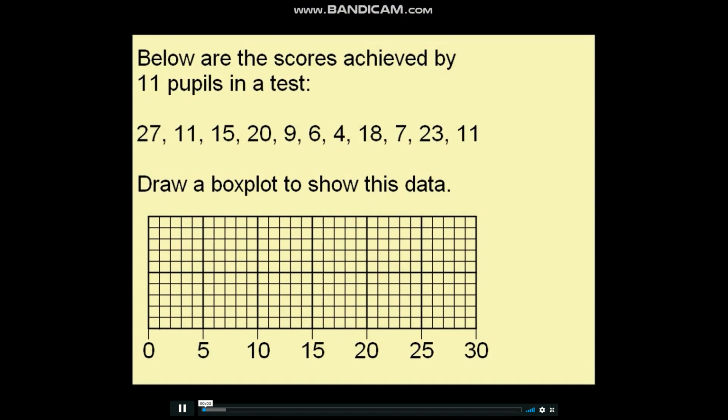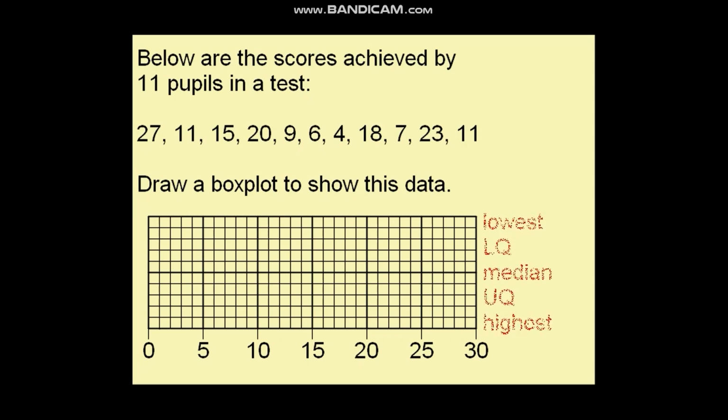In this clip, we're going to be looking at how to draw and interpret box plots. To draw a box plot, we need 5 pieces of information. We need the lowest value, the lower quartile, the median, the upper quartile, and the highest value. To find these from this raw data, I need to put these numbers in order first of all.